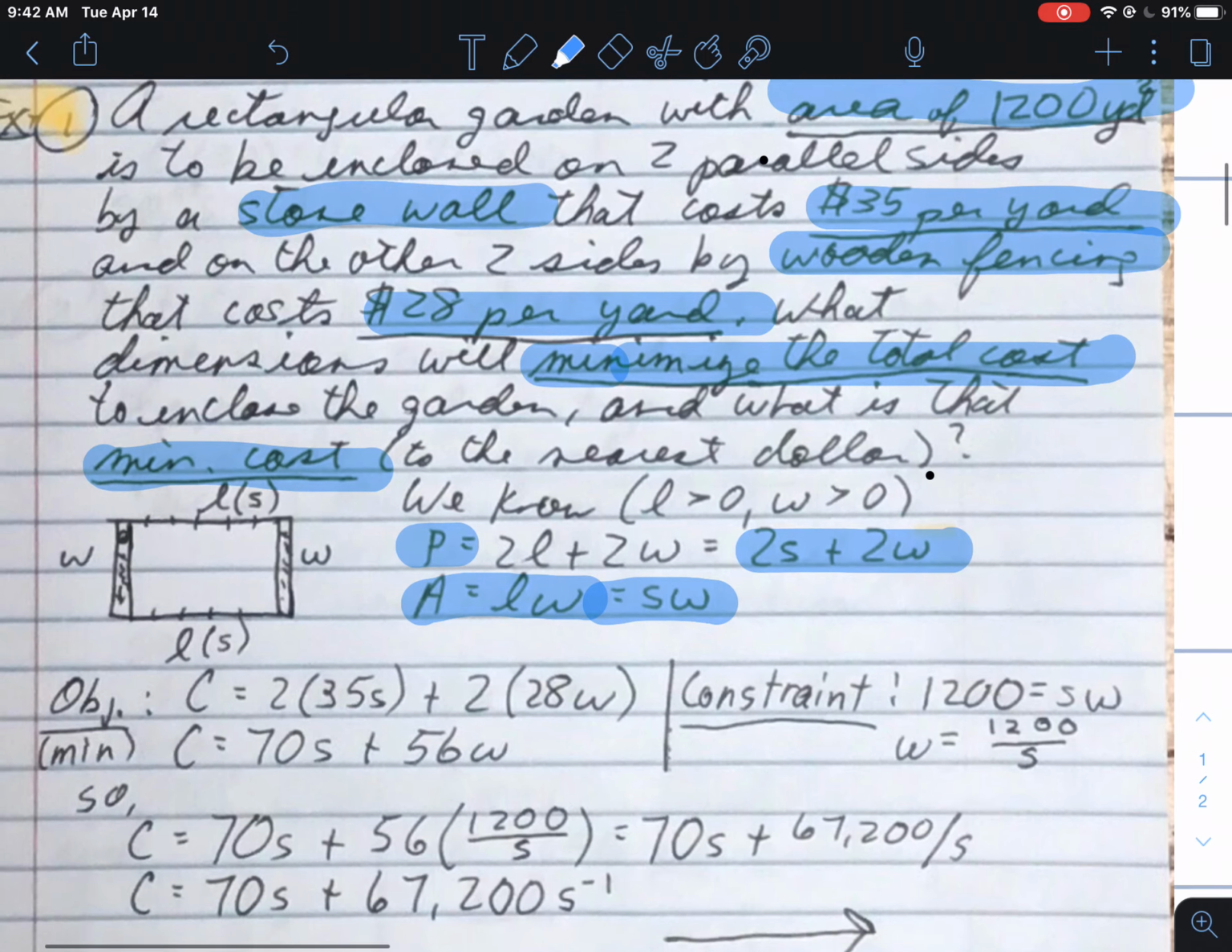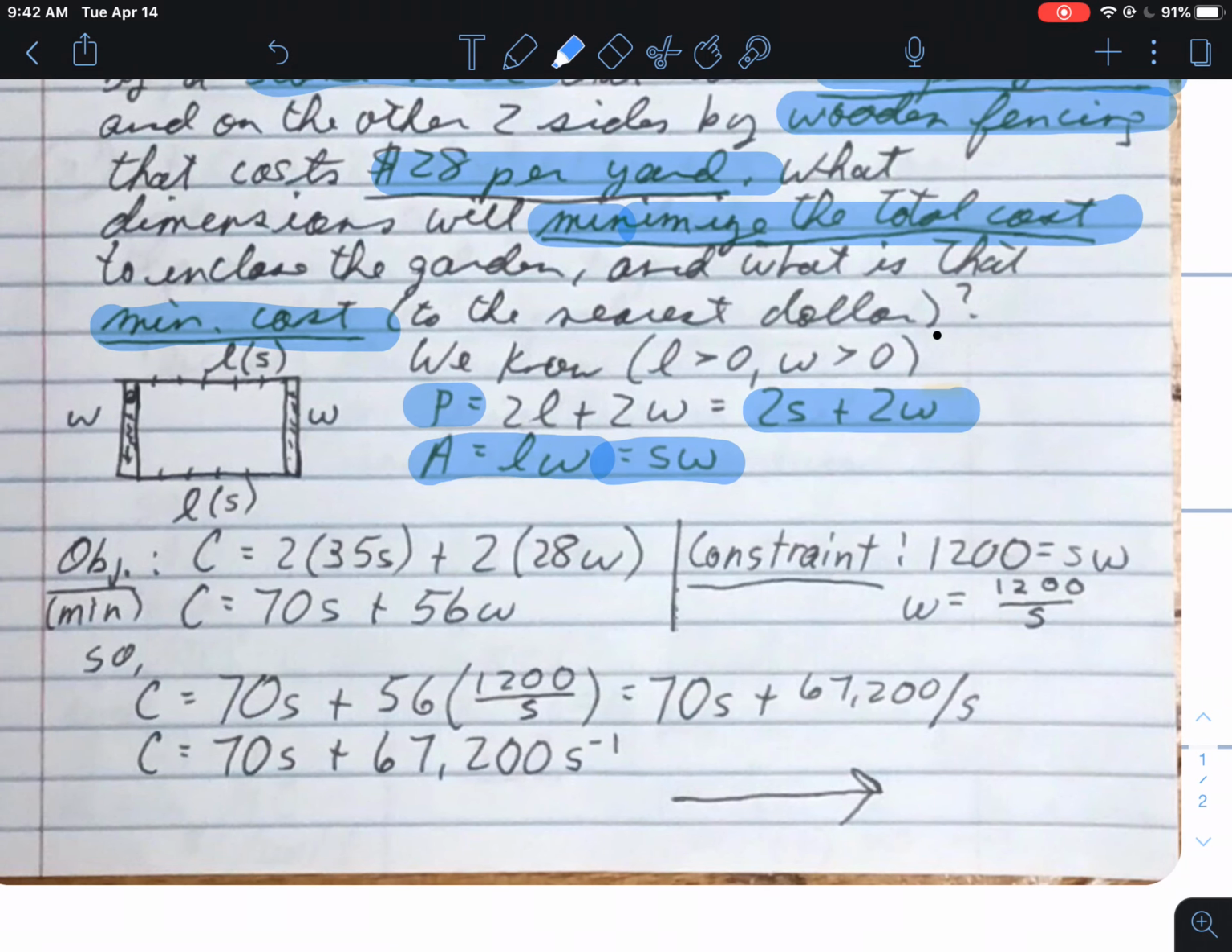Now, since my objective function has to be my cost function, right, how much does it cost to build the fencing or to build the enclosure? I'm going to go ahead and call that function C, and I'm using our perimeter because the cost is going to be two sides times $35 per yard of stone wall plus the two sides at $28 per yard of wood fencing, right? So the cost, $35 per yard of stone wall, $28 per yard of wood fencing, and I'm just plugging that into the perimeter. How much of it do I need? And so that would construct our cost function, which is our objective function.